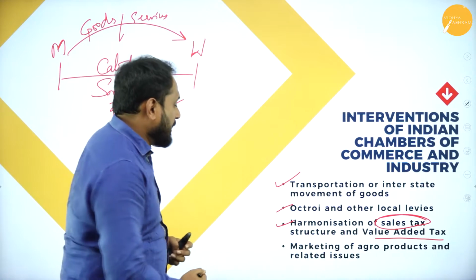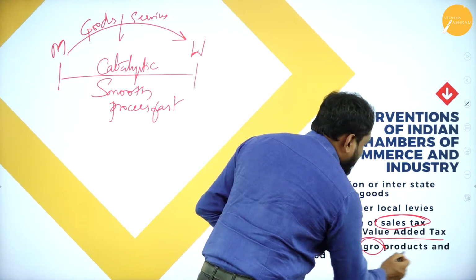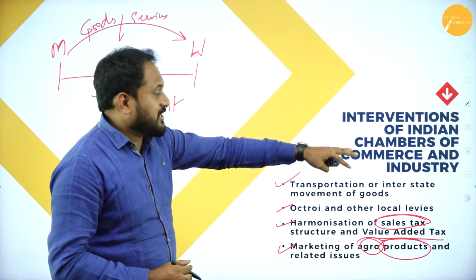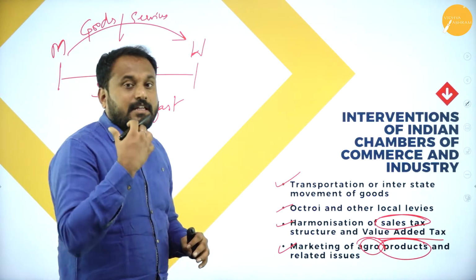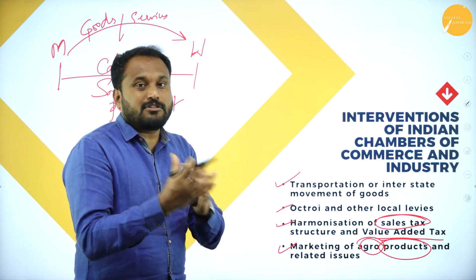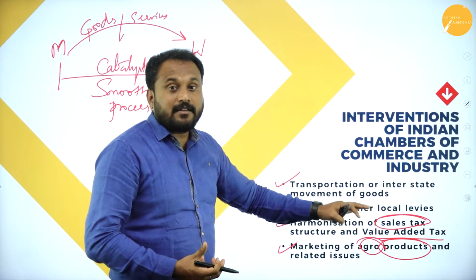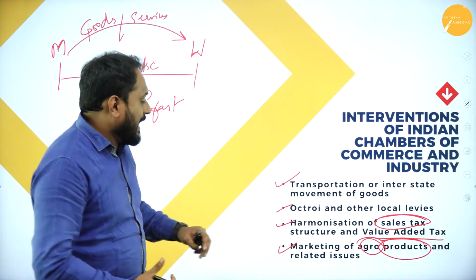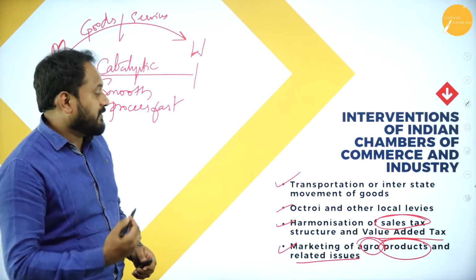Then marketing of agro products. The reality which you should know is that the intervention of the Indian Chamber of Commerce and Industry was particular about the farmers. They were the people who used to give more subsidy as well as more guidelines to the people, and they used to help agro production by giving marketing support and help with related issues. Any kind of issues, they were ready to solve.